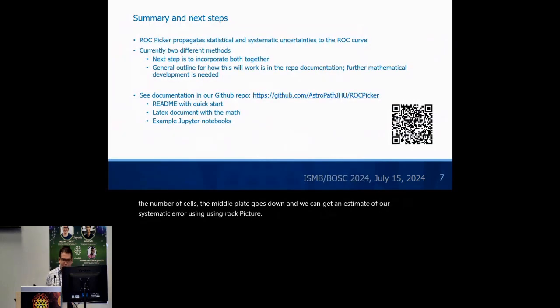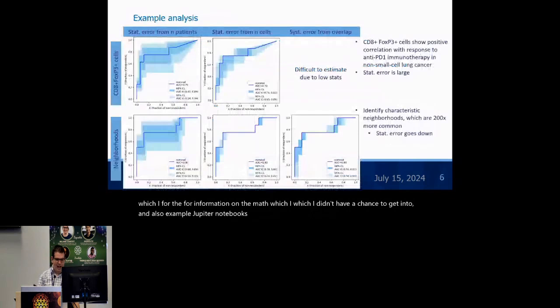We currently have 2 different methods in ROC Picker, one for the statistical error from the number of patients, one for the sample-wise uncertainties. And our next step mathematically is to incorporate both together. Take a look at our repository documentation for information on the math, which I didn't have a chance to get into, and also example Jupyter notebooks that reproduce these plots and some other examples of how to run it.